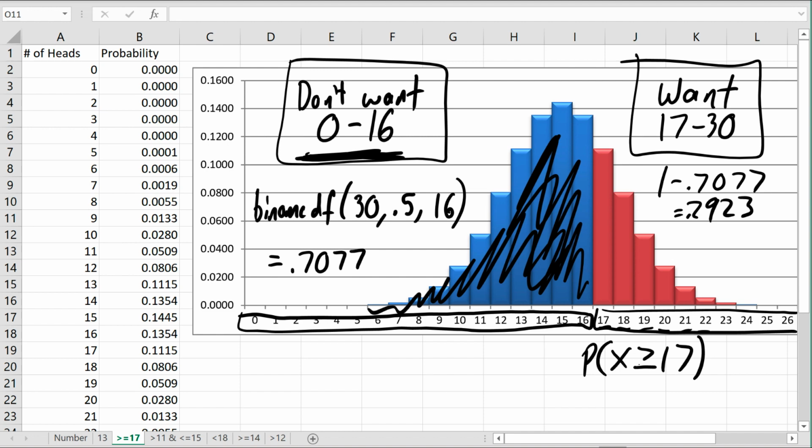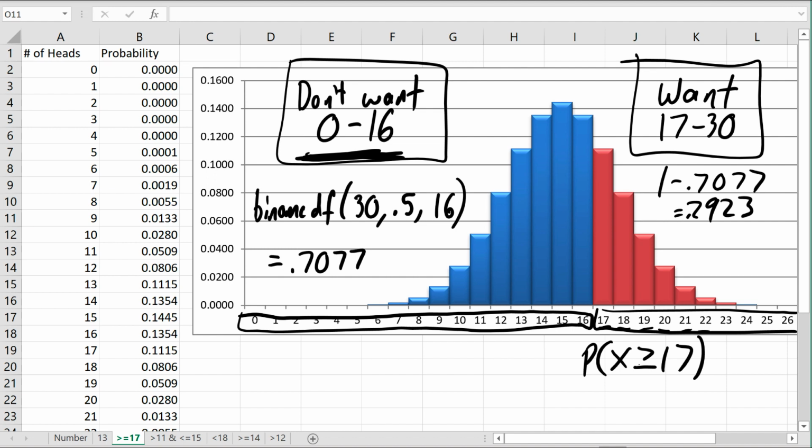So if the probability of getting somewhere between 0 and 16 heads, which is what we don't want, is 0.7077, then the probability of getting 17 or more heads has to be 0.2923, because those two numbers add up to give us 1.